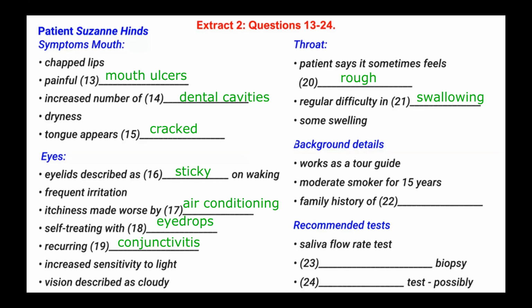So the answer to number 21 is swallowing. The next section is background details. And question number 22 is family history of blank. So this will be a noun. It will be a medical condition because we are talking about family history, and it will be an illness.